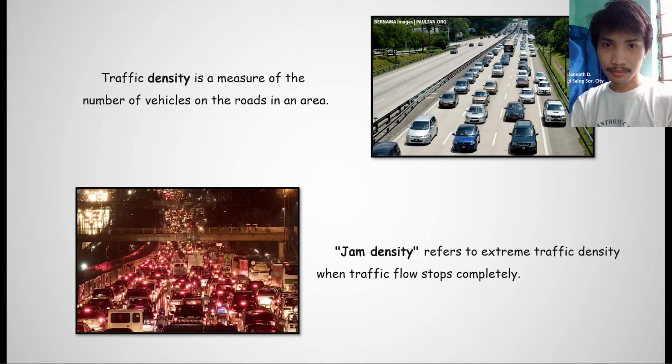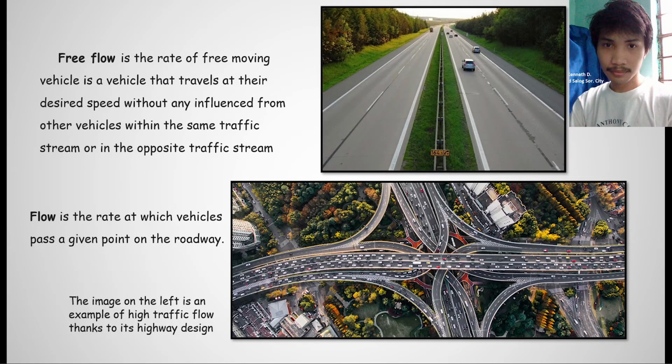the space mean speed. Density, or traffic density, is a measure of the number of vehicles on the roads in an area. Jam density refers to extreme traffic density when traffic flow stops completely. Free flow is the rate of free moving vehicles; a free moving vehicle travels at its desired speed without any influence from other vehicles within the same traffic stream or in the opposite traffic stream. Flow is the rate at which vehicles pass a given point on the roadway.